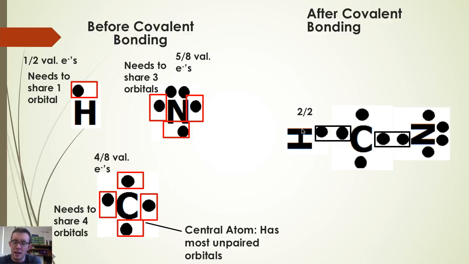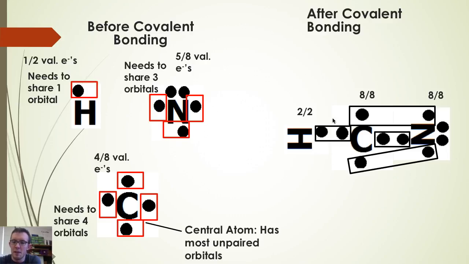Now at this point, hydrogen is stable. It has 2 valence electrons in its first valence shell. But carbon and nitrogen are not. If you count up the number of electrons in carbon's valence shell, you can see carbon has 1, 2, 3, 4, 5, 6. And nitrogen has the same, 1, 2, 3, 4, 5, 6. So what carbon and nitrogen will do is they will continue to share these unpaired electrons with each other, in the process stabilizing both atoms.